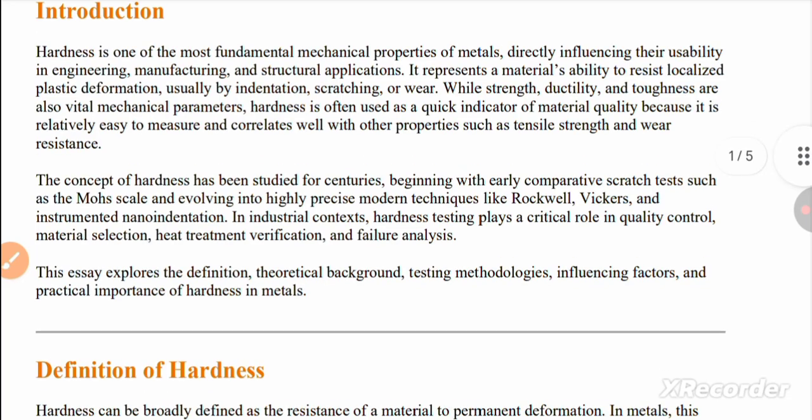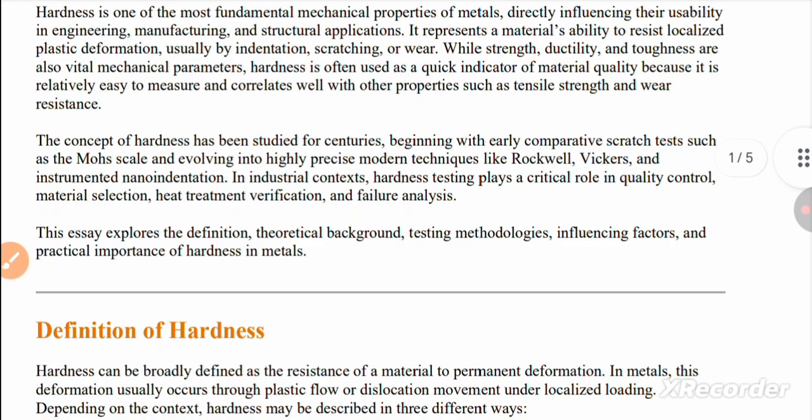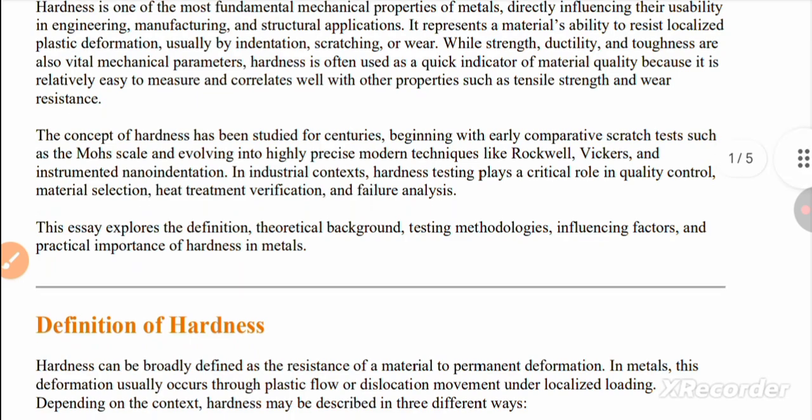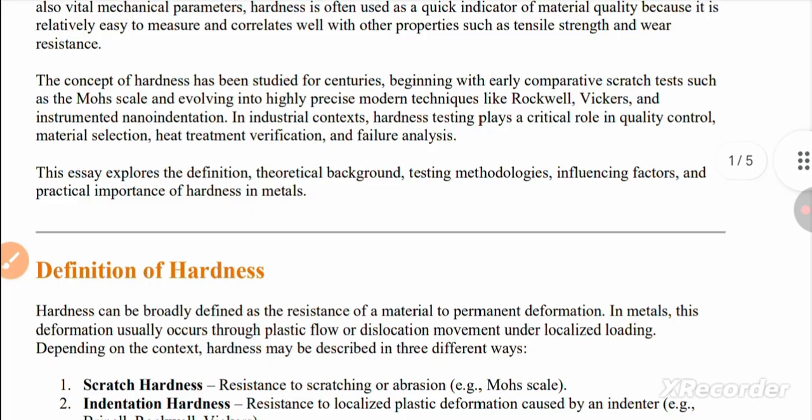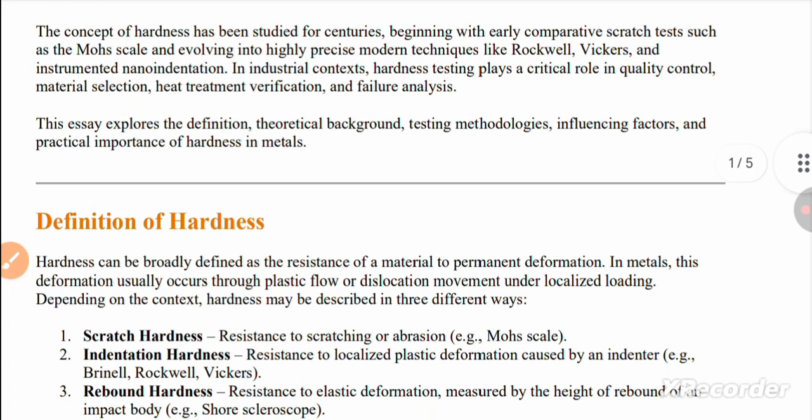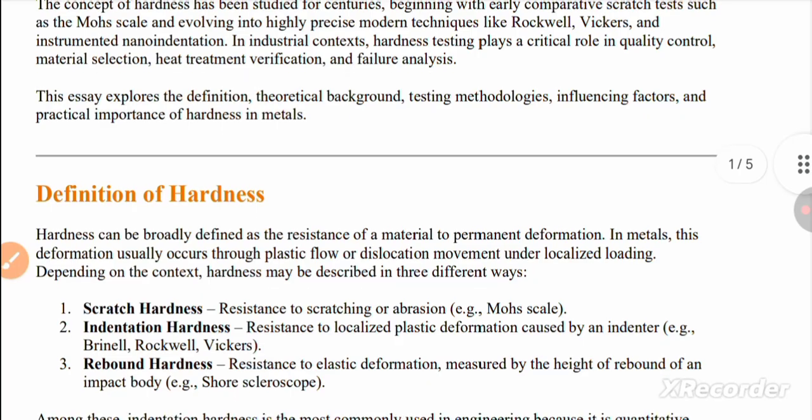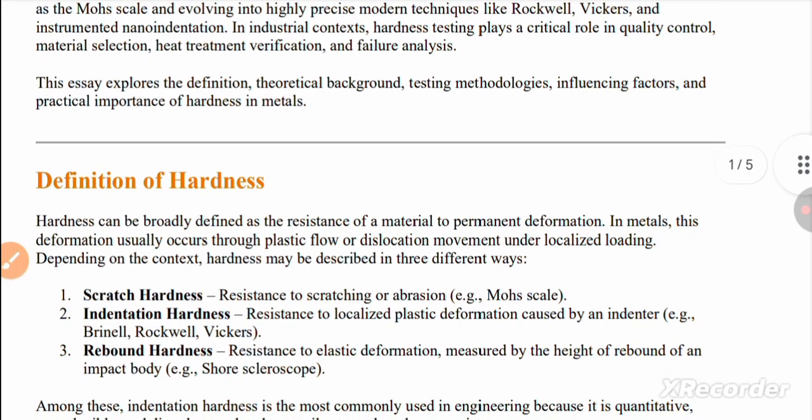In industrial contexts, hardness testing plays a critical role in quality control, material selection, heat treatment verification, and failure analysis. Then we are going to see the definition of hardness. Hardness can be broadly classified as the resistance of a material to permanent deformation. In metals, this deformation usually occurs through plastic flow or dislocation movement under localized loading.